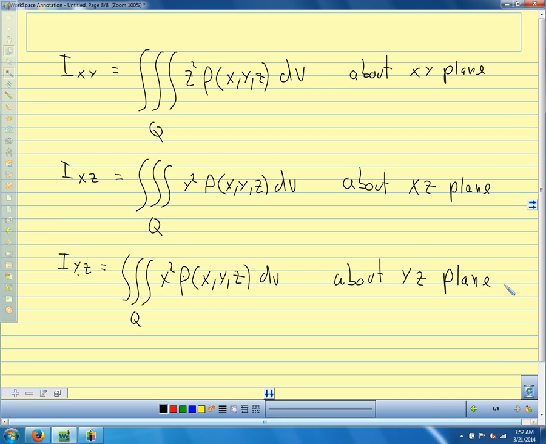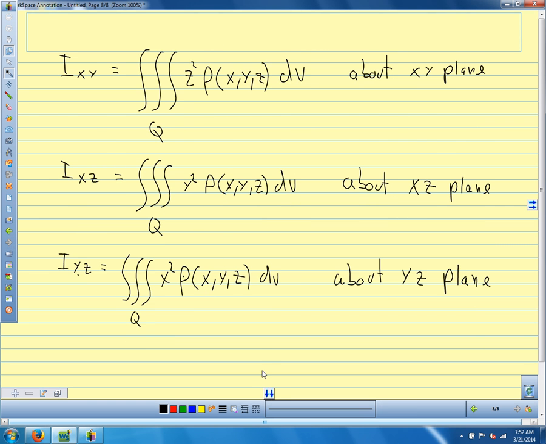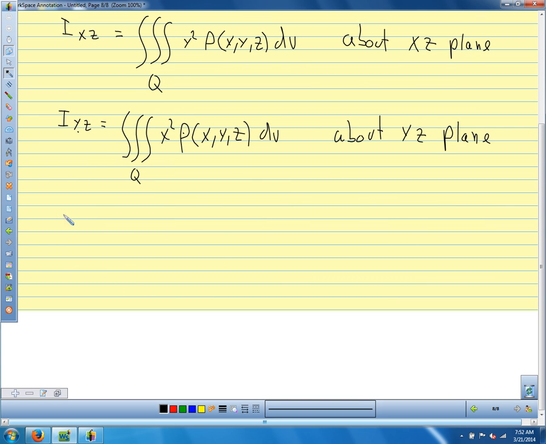And from these definitions, if we look at these integrals, we see that these integrals are the sum of two of these others. It's usually easier to calculate I sub x equals I sub xy plus I sub xz. It's usually easier to find our moment about the axis by doing the sum of these two integrals.